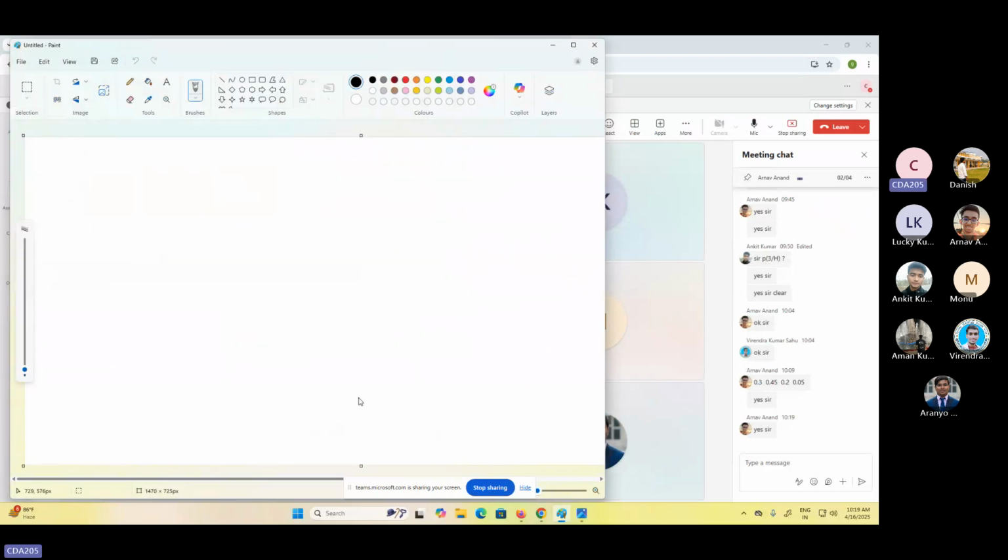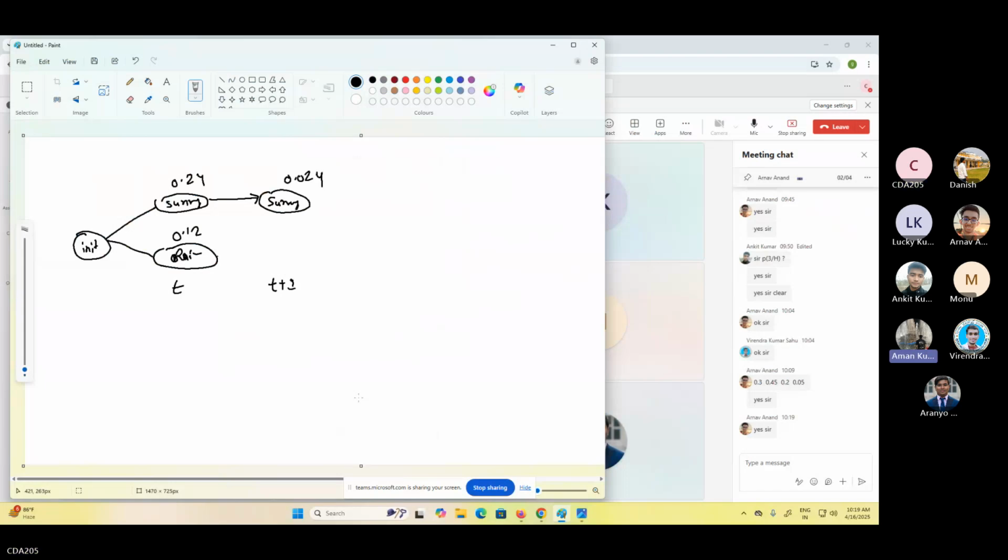So mainly what we are doing, we have taken the initialization. We have taken here sunny. So first value we have calculated 0.24. Second value we have calculated, this is T, this is rainy, so it will have calculated 0.12. Next one, that is T plus 1. So sunny, we have calculated 0.024, 0.54.